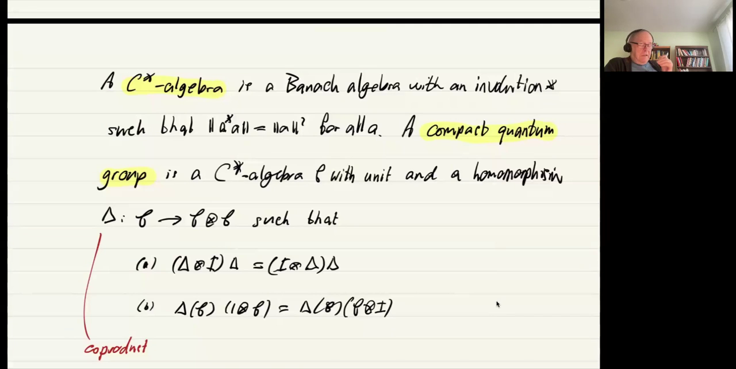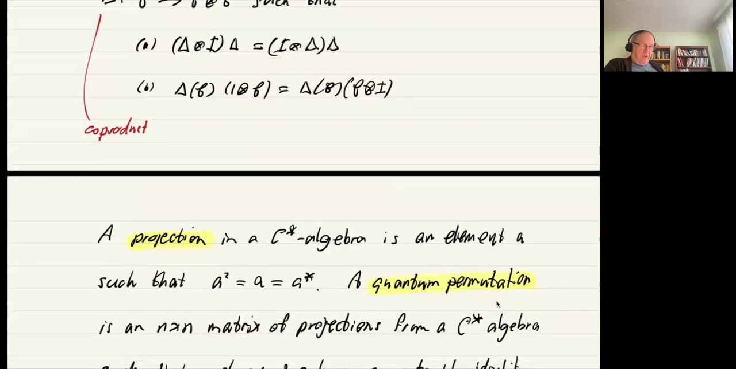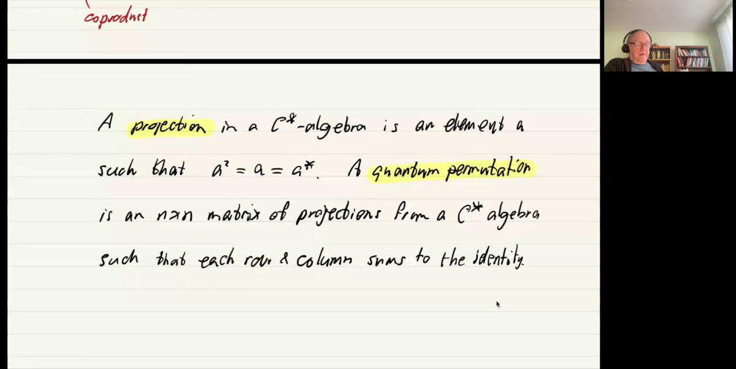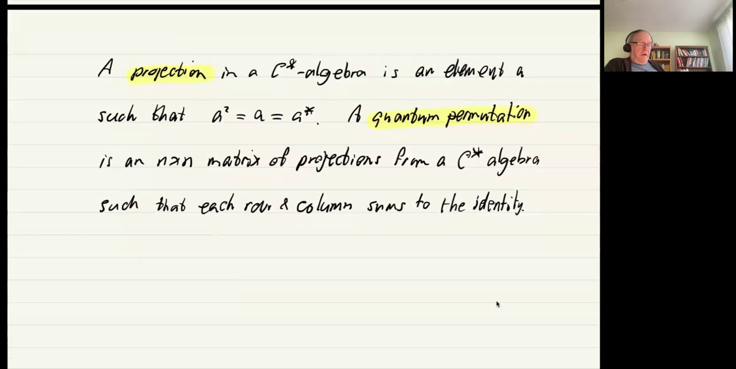Now, coproducts are, in a sense, dual to the products, but I don't think you want to know about that right now. My point simply is that there is a definition of these called compact quantum groups. Now, in C-star algebras, you can define projections. It's an idempotent element which is equal to its star. And a quantum permutation officially is an n-by-n matrix of projections from a C-star algebra with unit such that each row and column sums to the identity.